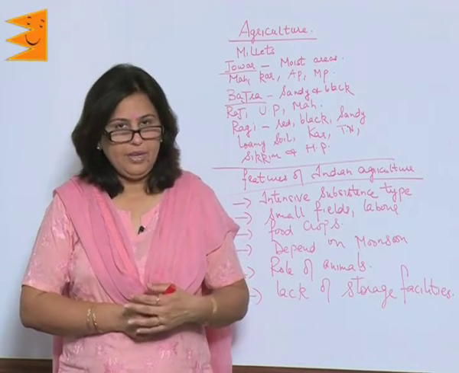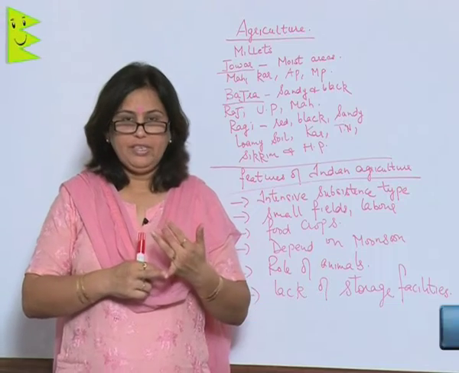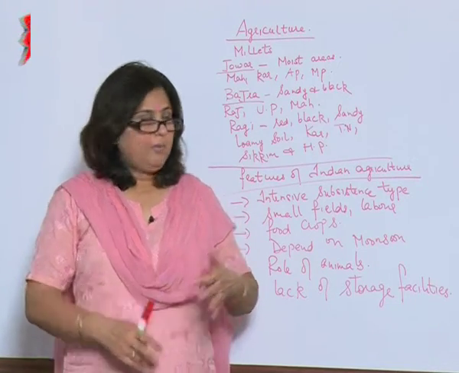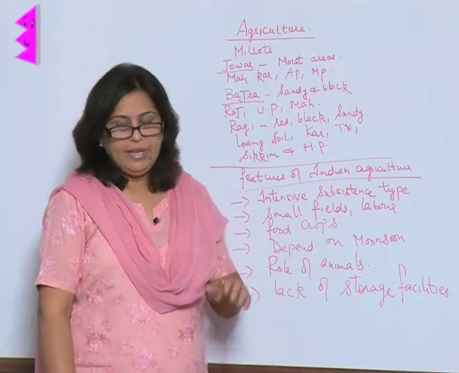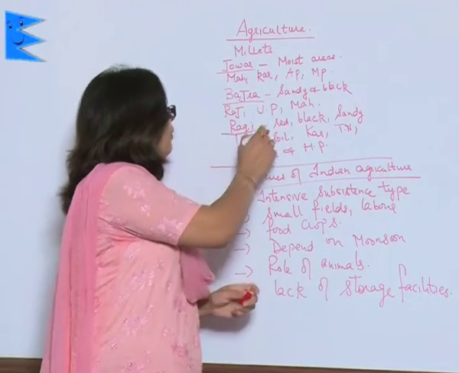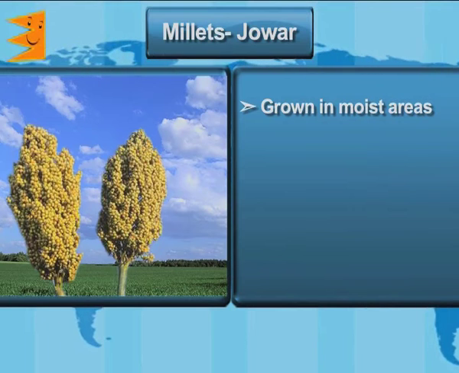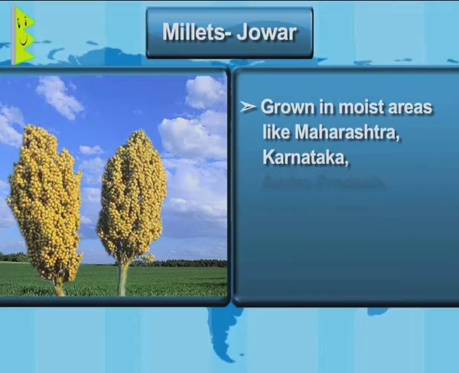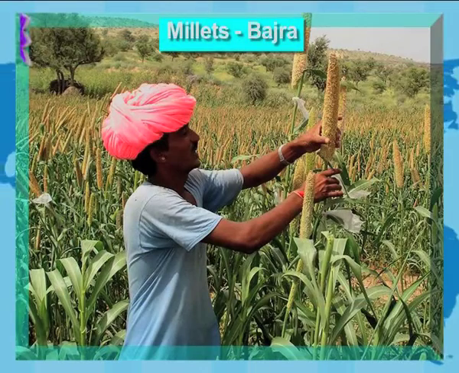In the previous clipping, we saw the required conditions for growing beverages, plantation crops and also the cereal crops. But let's look at the millets in more detail. There are three millets: jawar, bajra and ragi. Jawar can be grown only in the moist areas and it is best grown in Maharashtra, Karnataka, Andhra Pradesh and Madhya Pradesh.